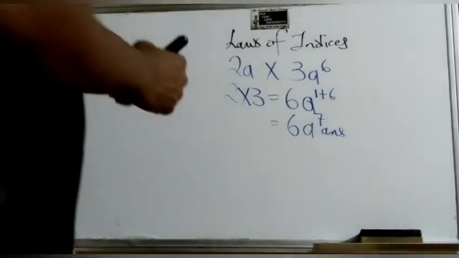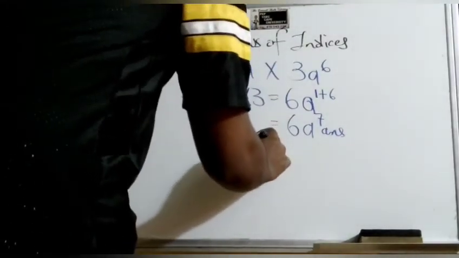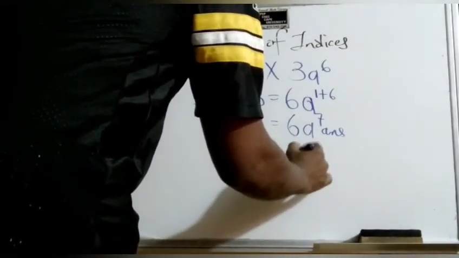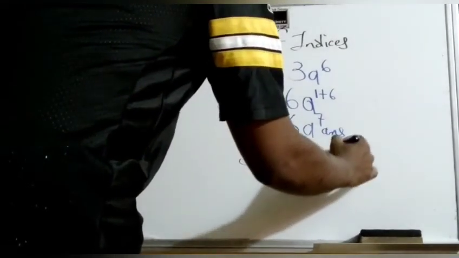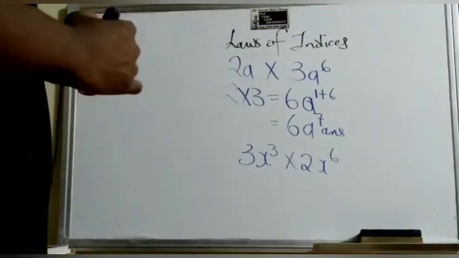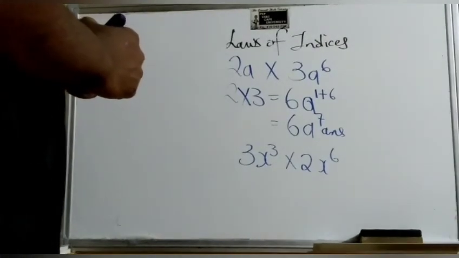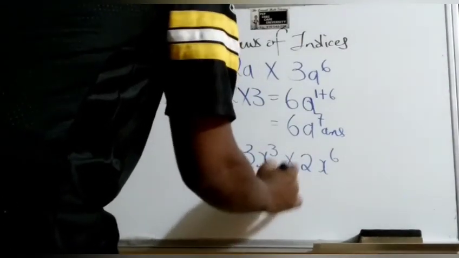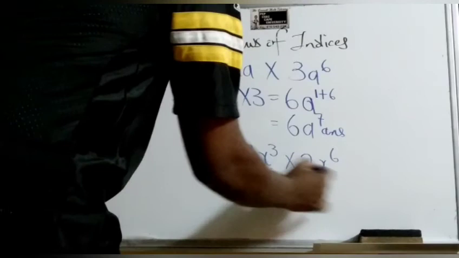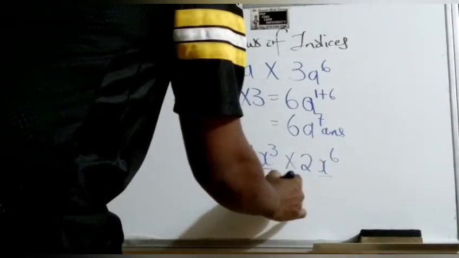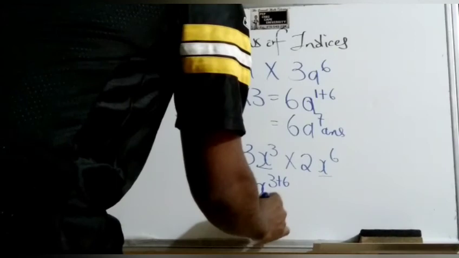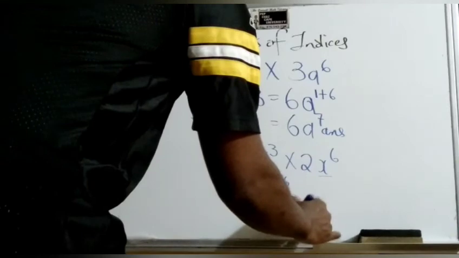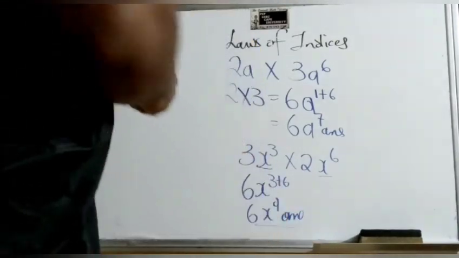But just pause the video and try this one. See, we have 3x to the third power times 2x raised to the sixth power. Pause the video and try that one. Alright, let's see what you get. 3 times 2 would be 6. X to the third. Once they are the same base, we can add the powers, so it will be 3 plus 6. So we get 6x to the 3 plus 6, 9. And that would be your answer. So that is the first rule, guys.